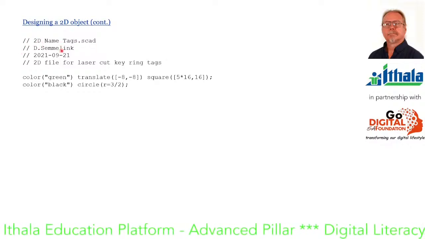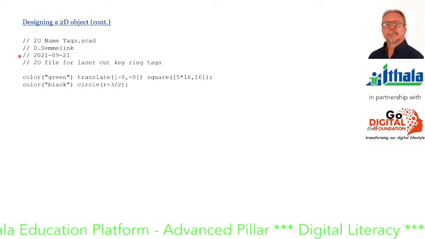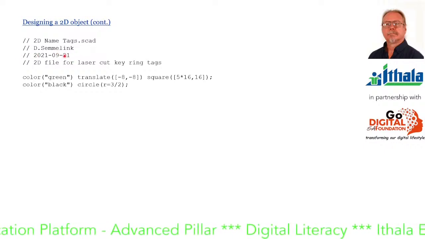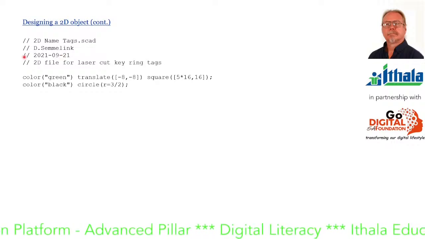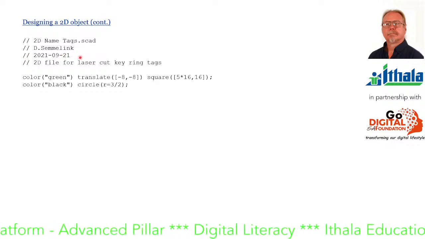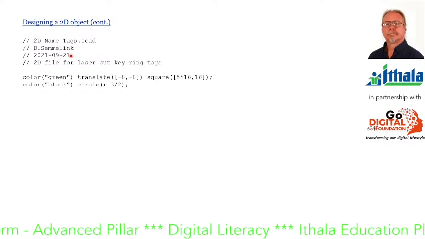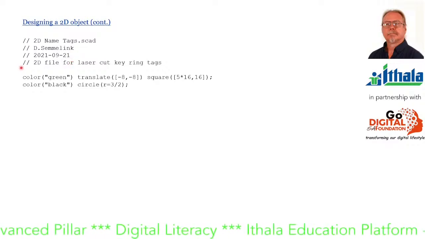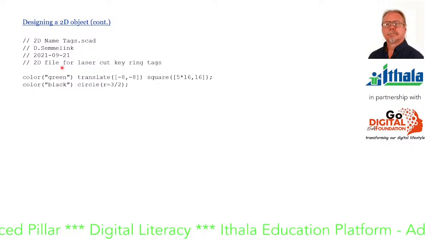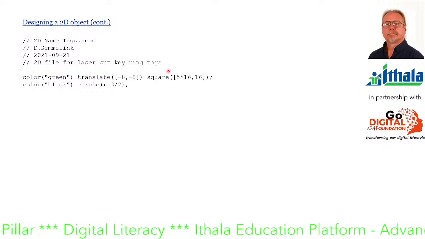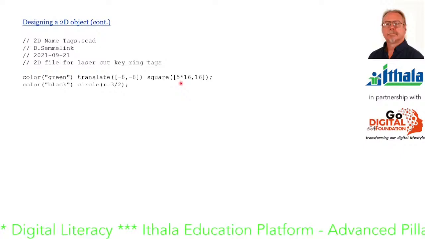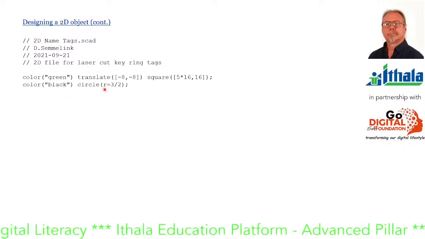Then the author, the name of the person creating the program, the date it's created, and if we go back and modify the file later, we can add the date that it's modified. So we keep the creation date, and then we can add a modified date. Then we have to say what the file does. So we say it's a 2D file for laser cut keyring tags. Then we've got color green, translate, square, and color black, circle.